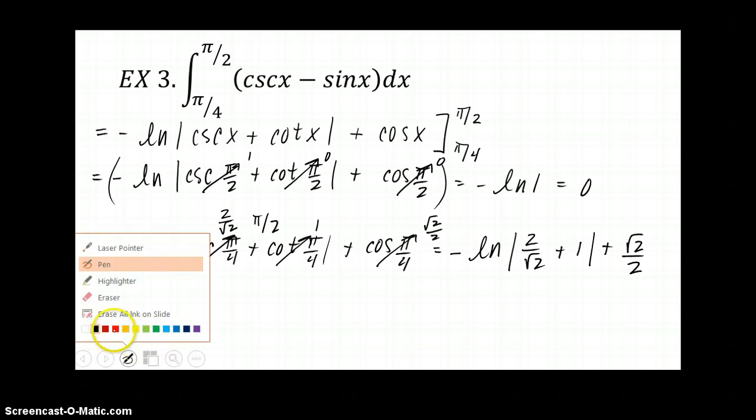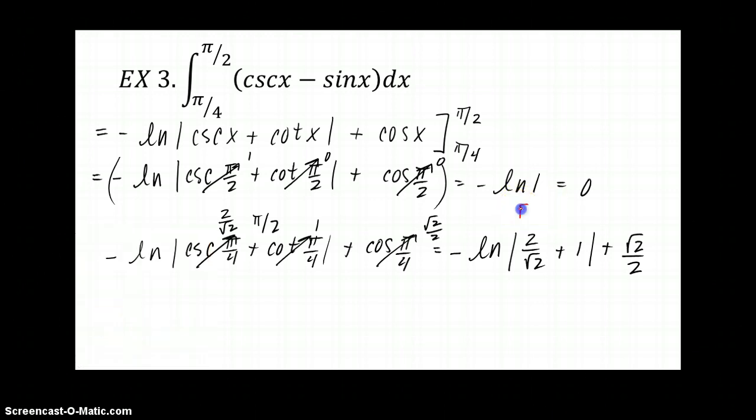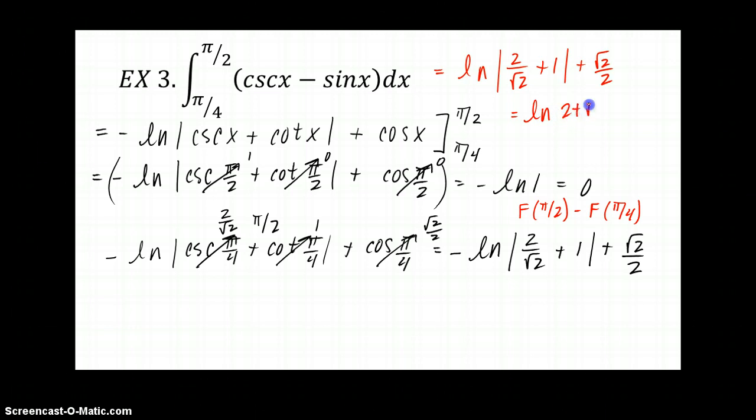Now, the fundamental theorem says we take big F of pi over 2 and subtract big F of pi over 4. So 0 minus this will just make our answer positive. Now, this is a number, and it's a positive number. So we can write that 2 plus square root of 2 over 2, and then plus square root of 2 over 2. Sorry, that should be a square root of 2. So that would be our final answer.